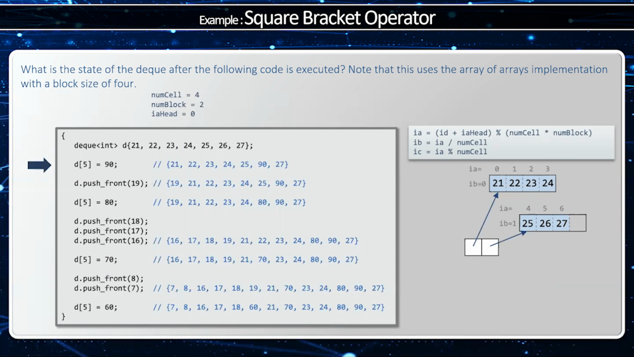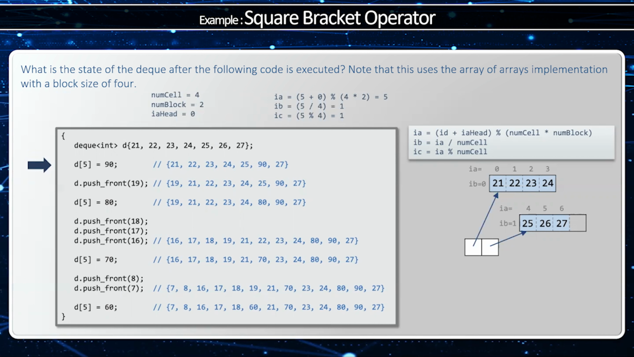Now, when I say Deque of index 5, what does that mean? Well, first of all, my Deque index, ID equals 5. My array index is 5, the Deque index, plus IA head, which is currently 0, so that's 5, mod number of cells, which is 4, times number of blocks, which is 2. So that's 5 mod 8, which is still 5.